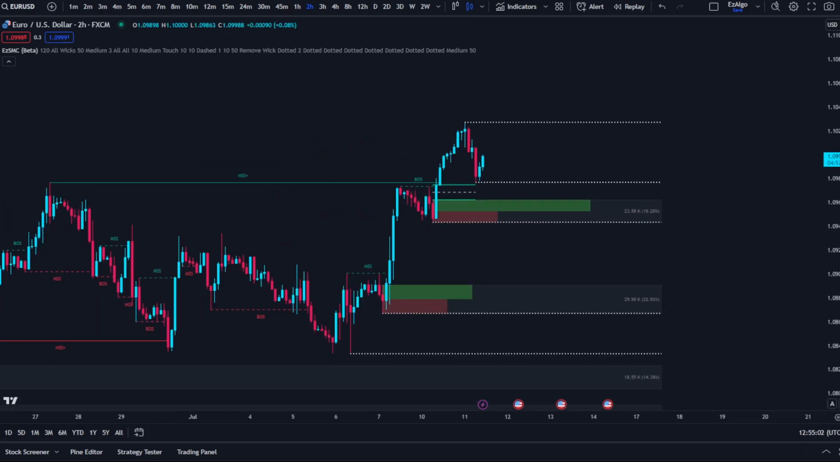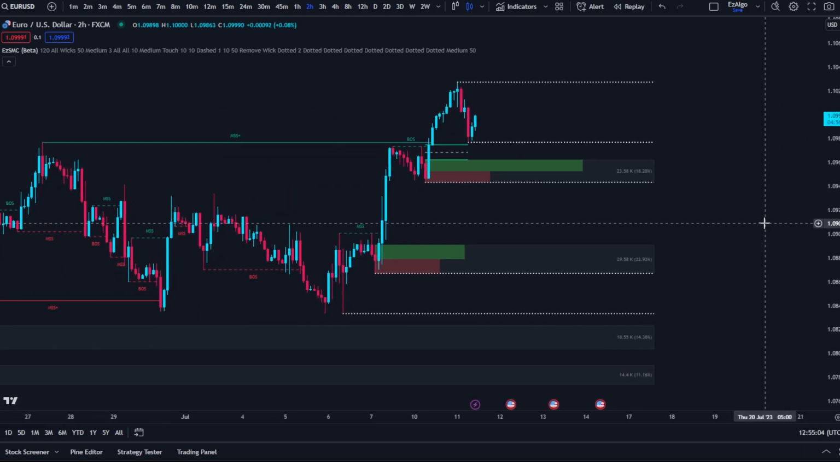And there will be more strategies posted in the next coming days using this indicator, so be on the lookout for that.